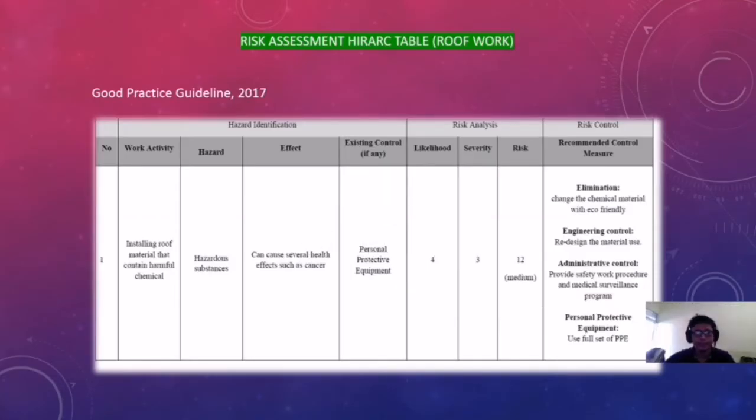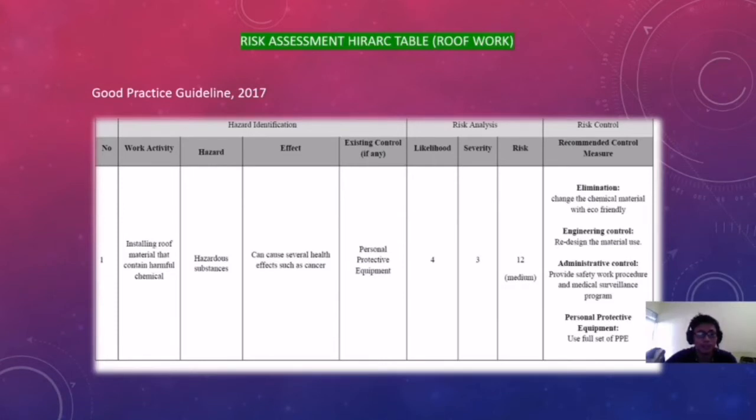Assalamualaikum. My name is Muhammad Azim. Today I will explain about the risk assessment hierarchy table for the roof work. For the work activity, I refer to the Good Practice Guideline 2017, and for the risk analysis, we analyze by logic. So let's go to work activity number 1, installing roof material that contains harmful chemicals.